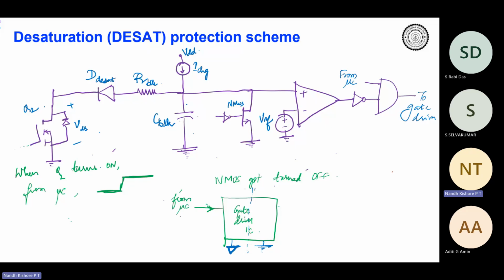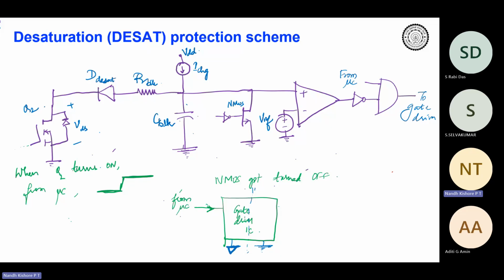Obviously, there is an isolation that's provided by the gate driver IC. We saw in the last to last class that isolation can be either optocoupler based isolation, or capacitor isolation, or it can be transformer based isolation. But anyway, there is going to be some isolation.